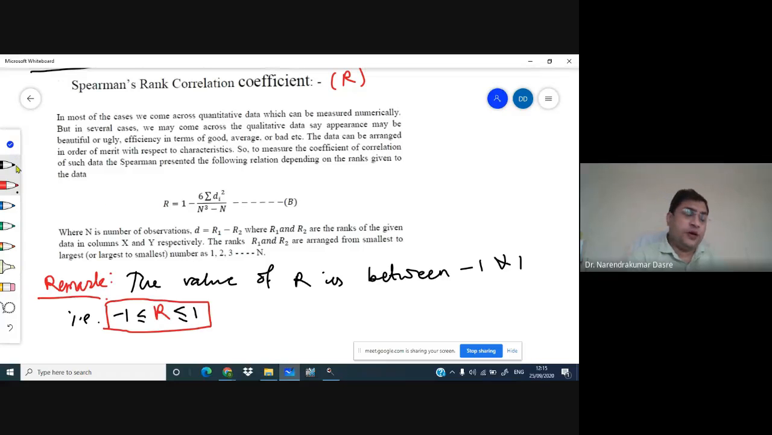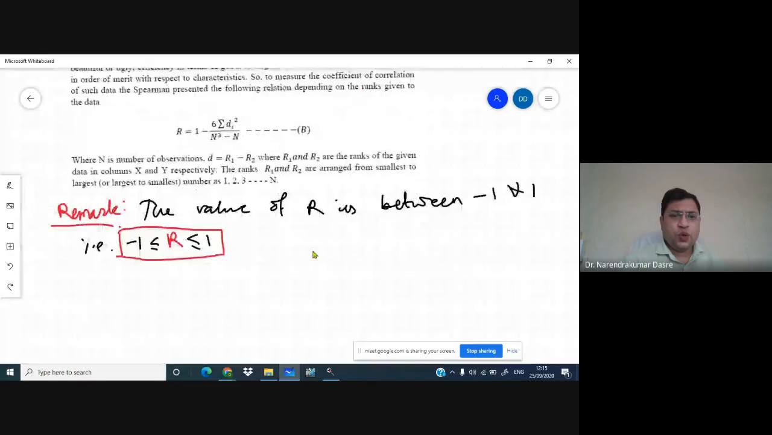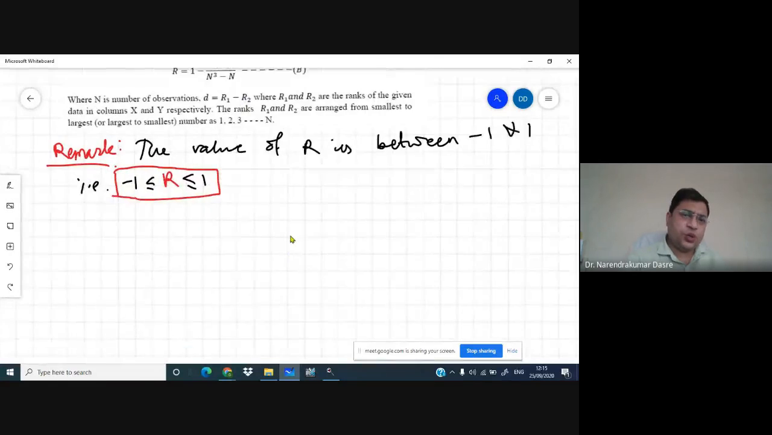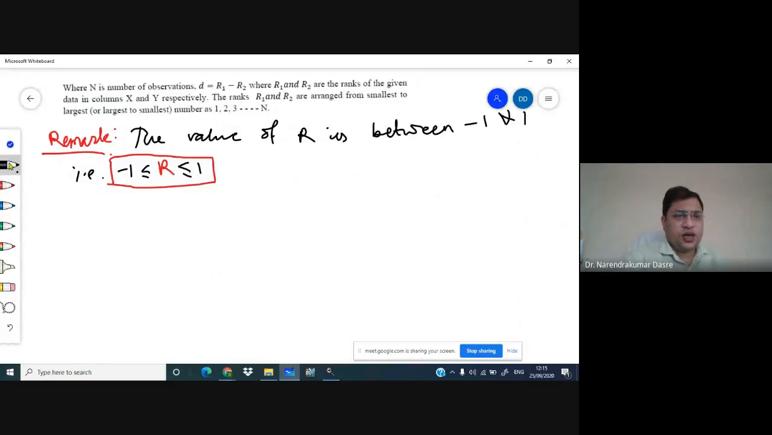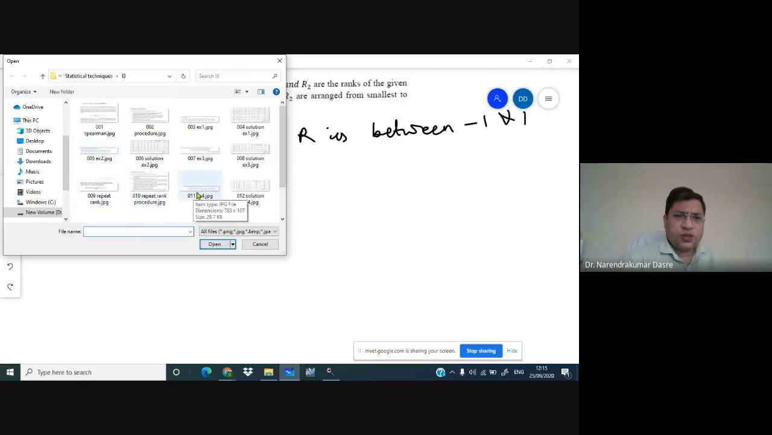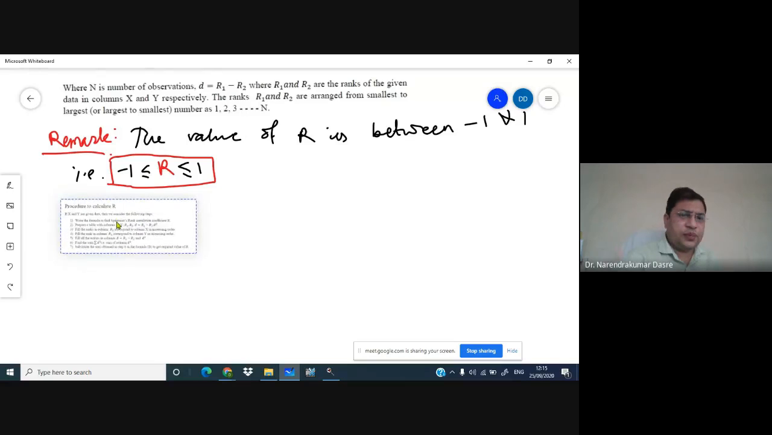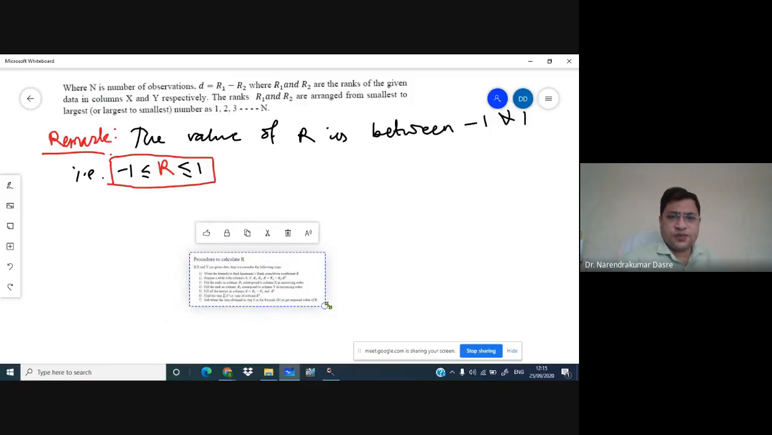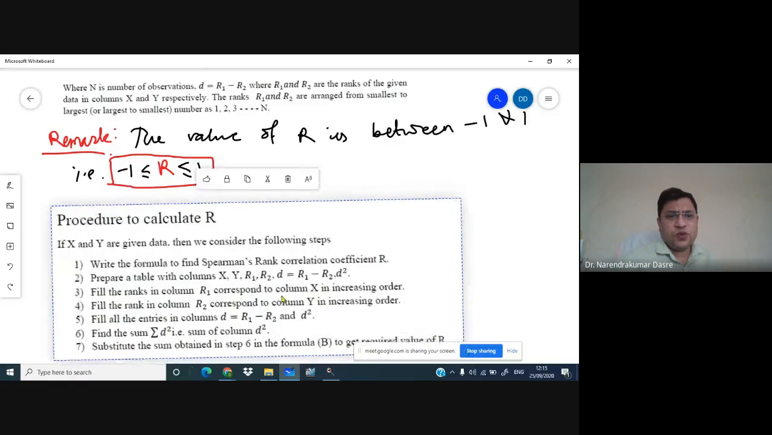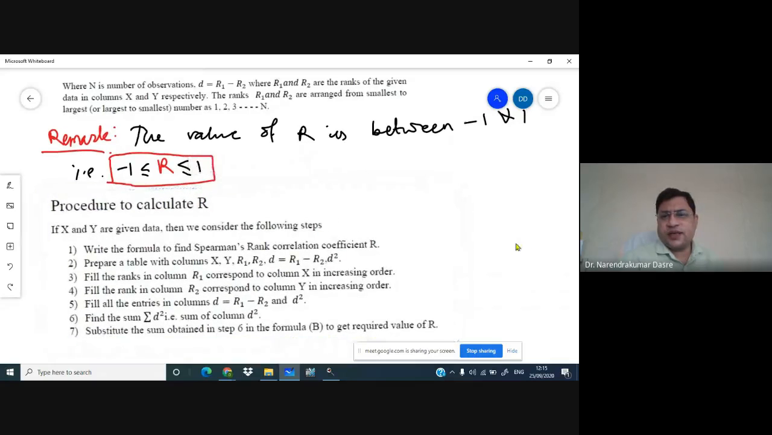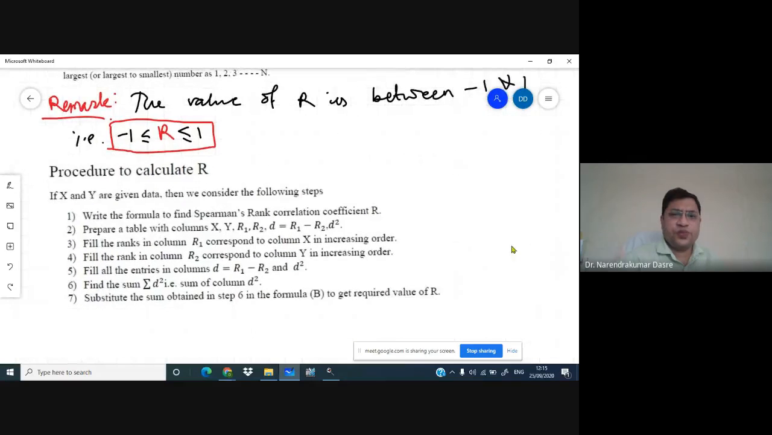Okay. Now I hope you have written this formula. Okay, and then how we are going to do it. So what is the procedure to find the rank correlation coefficient? So we have to follow the steps. So I'm giving you the steps here. Okay, so these are the steps that we have to follow.